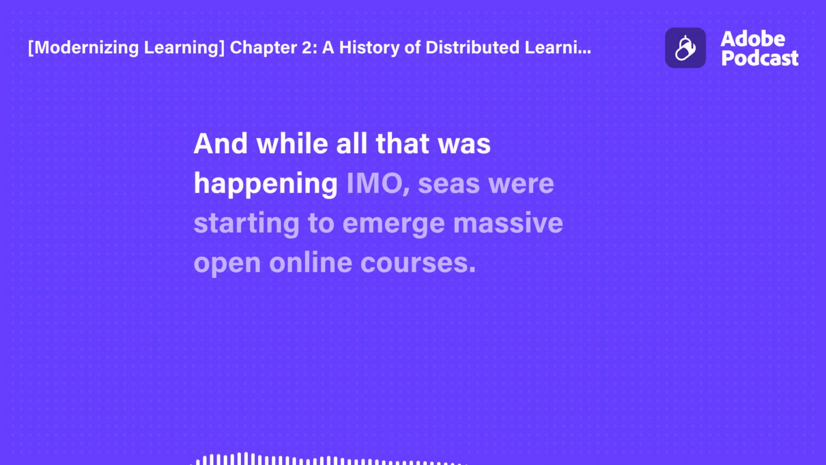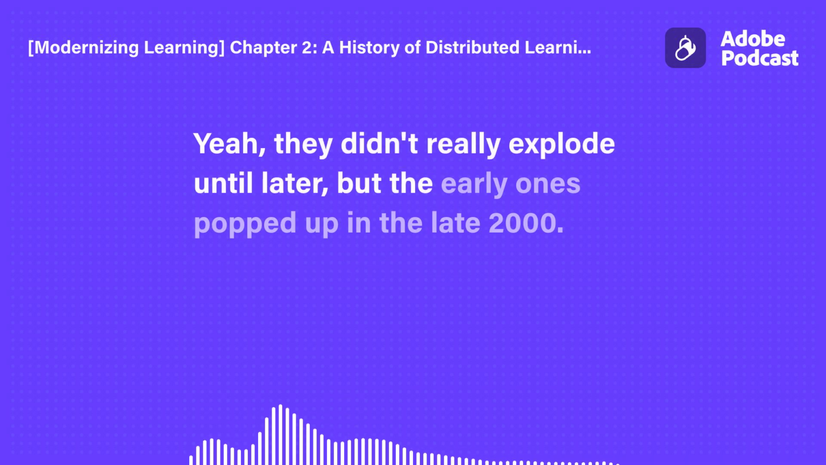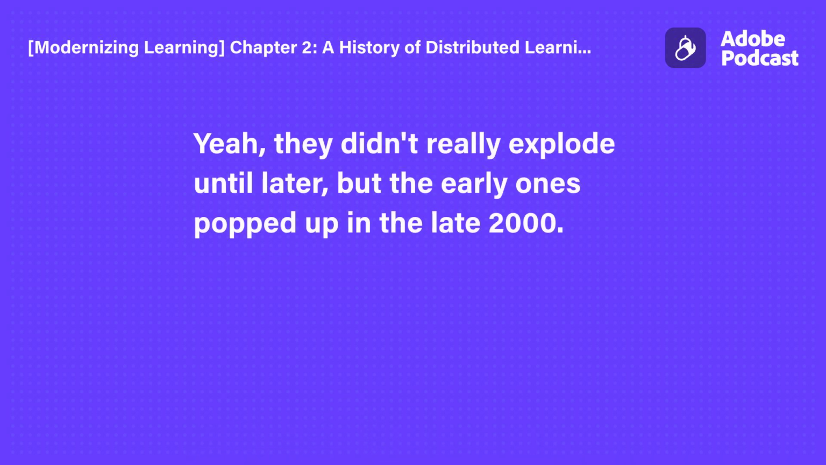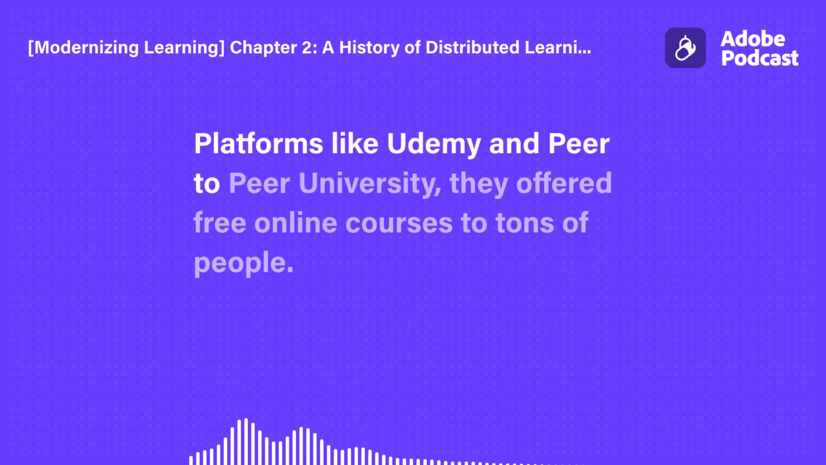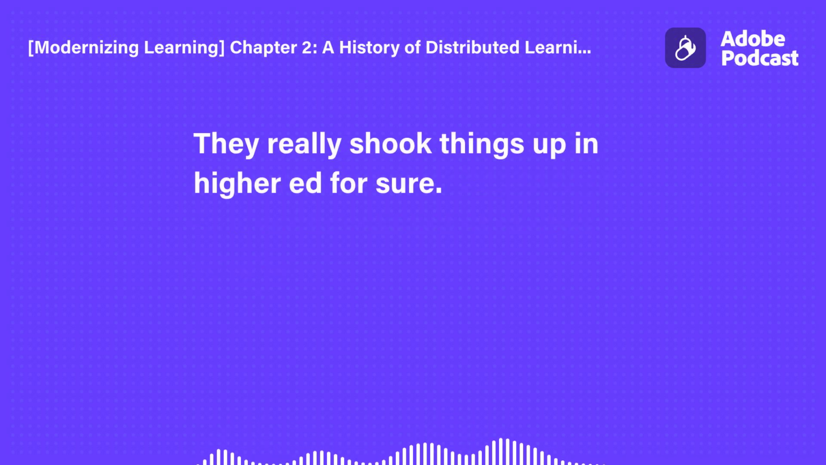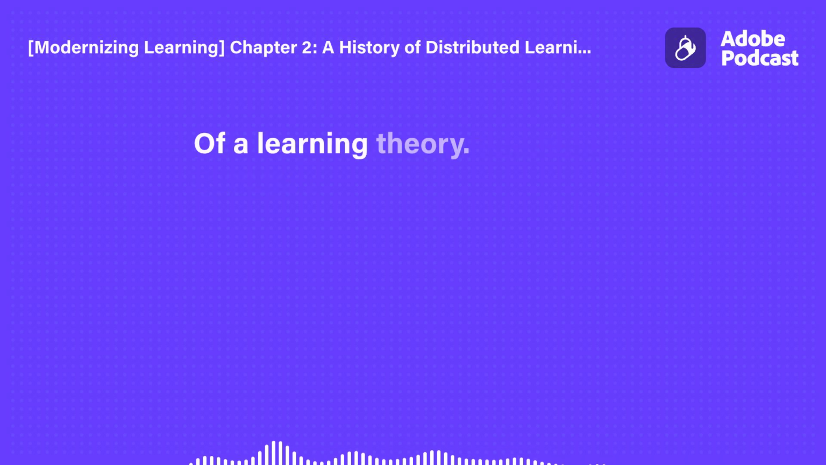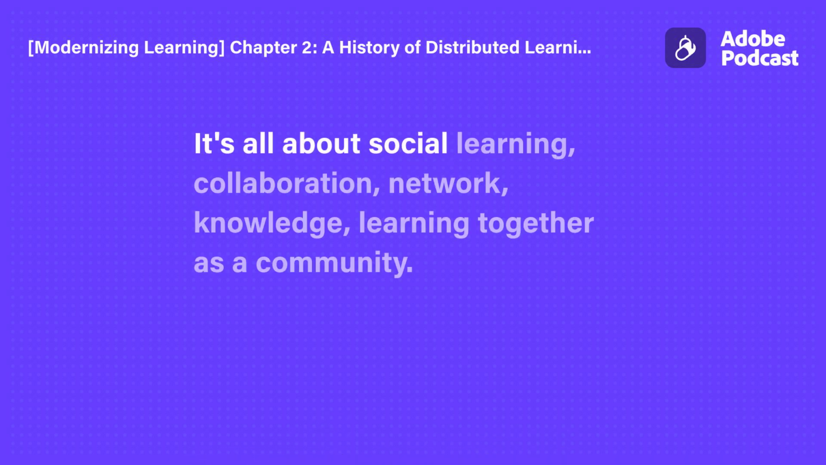And while all that was happening, MOOCs were starting to emerge. Massive open online courses. Yeah. They didn't really explode until later, but the early ones popped up in the late 2000s. Platforms like Udemy and Peer-to-Peer University. They offered free online courses to tons of people. It was a big deal. They really shook things up in higher ed. For sure. They promised to make education accessible to anyone with an internet connection, and they were often based on connectivist learning theory. Connectivist learning. It's all about social learning, collaboration, network knowledge, learning together as a community.